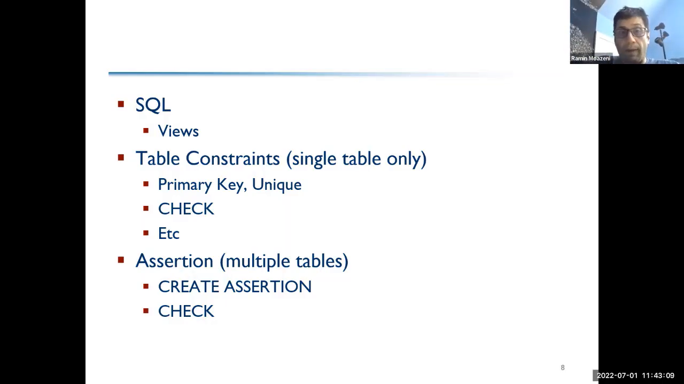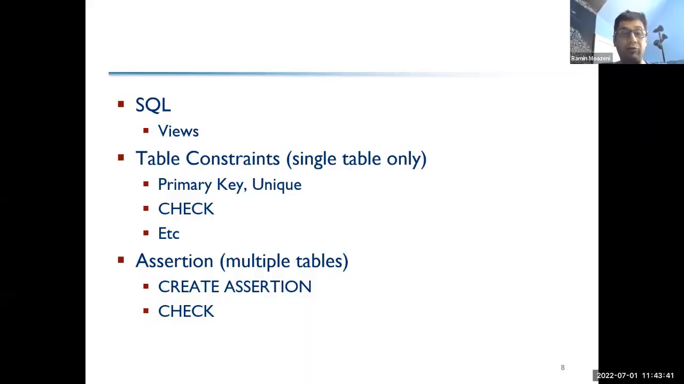Table constraints we've talked about, right? One thing you should take into account is that they're single-table only. They apply to a single table. Primary key is a single-table constraint. You define a primary key within a single table, or unique, or check, or not null, and so on. If you are asked to write a constraint that involves multiple tables, then you will have to create an assertion, and within an assertion you can use the check.